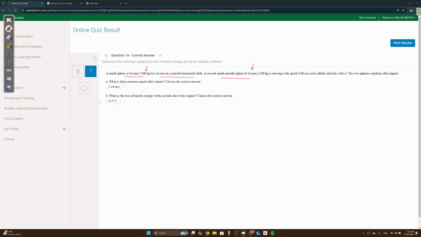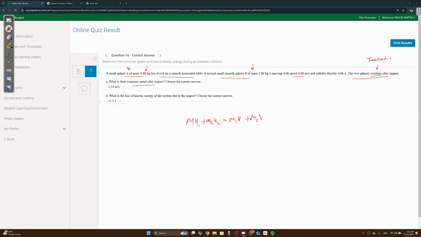A second small smooth sphere B of mass 2 kilograms moves with 4 meters per second and collides directly with A. They combine after impact, right? So it's inelastic. What is their common speed after impact? m1u1 plus m2u2 is equal to m1v1... no, we're just going to say m1v plus m2v. Why? Because it's inelastic, they're combined, they have the same velocity.